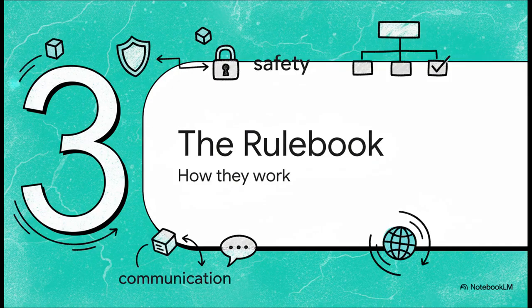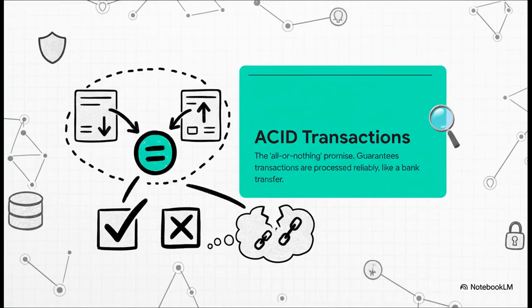So we know how they're built and how they grow. But what about the rules they play by day to day? This gets into how they keep your data safe and how you actually talk to them. SQL databases live by a super strict set of rules called ACID. It's basically an all-or-nothing promise. The classic example is a bank transfer. You take money out of one account and put it into another. ACID guarantees that either both of those things happen successfully or neither of them do. Your money never just vanishes. This makes SQL incredibly reliable, where data integrity is just non-negotiable.